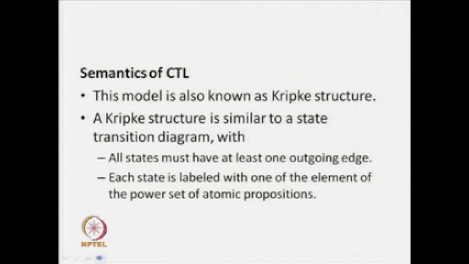So, we are going to define it over a Kripke structure, and if you look into the behavior of the Kripke structure, you will find that it is very similar to a state transition diagram. In this state transition diagram, we have 2 restrictions. One is that every state must have at least one outgoing edge, that means every state must have a successor state, and secondly, we have a labeling function. The states will be labeled by the atomic propositions that are true in them. Okay, we will just see one example, then it will be clear.